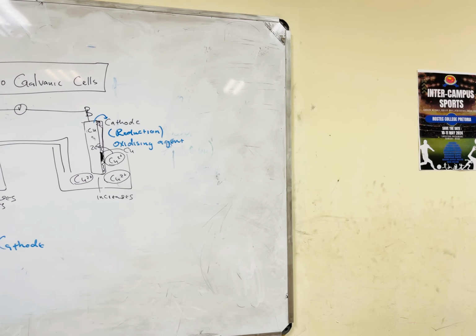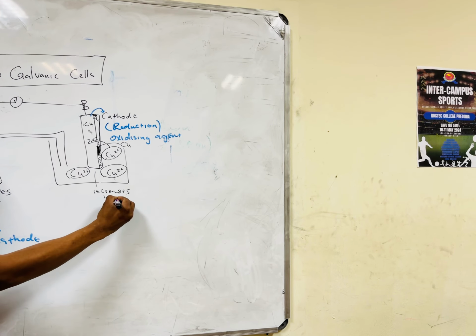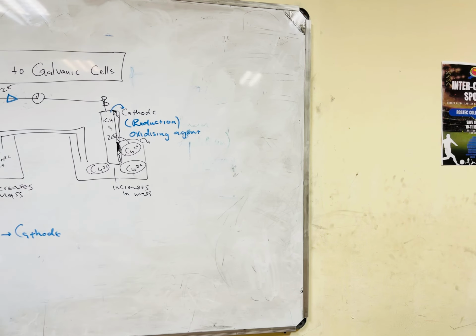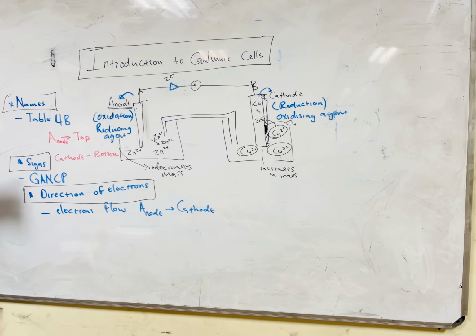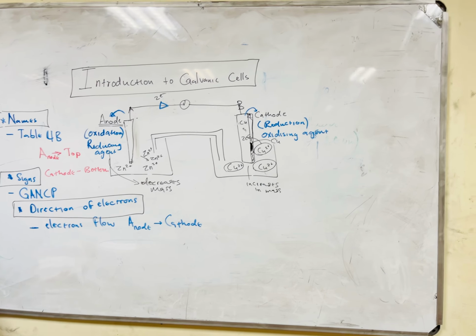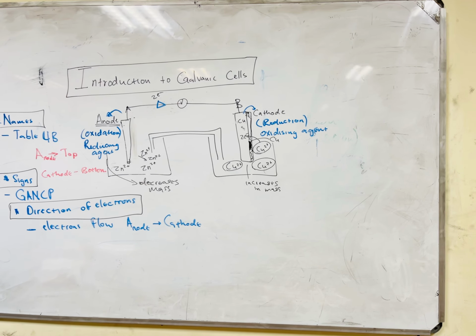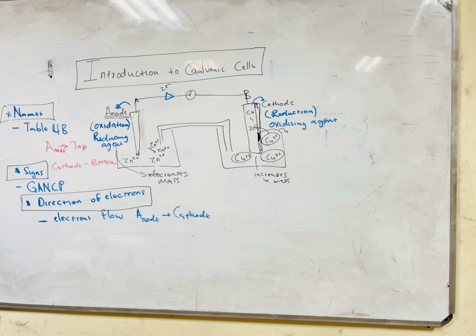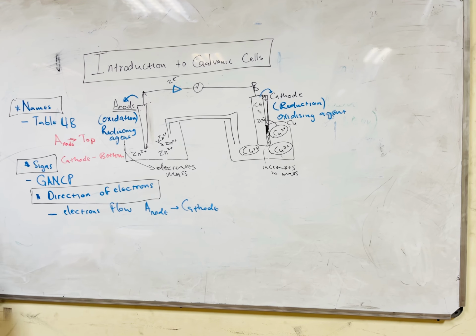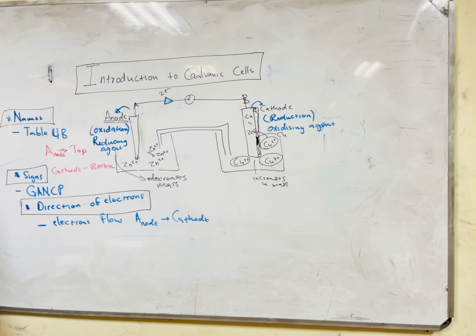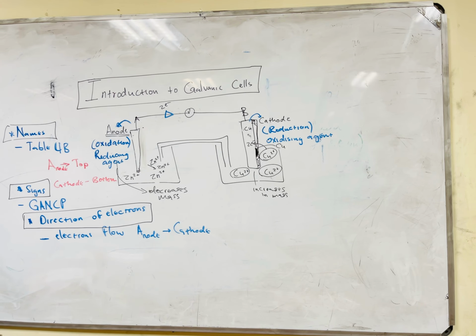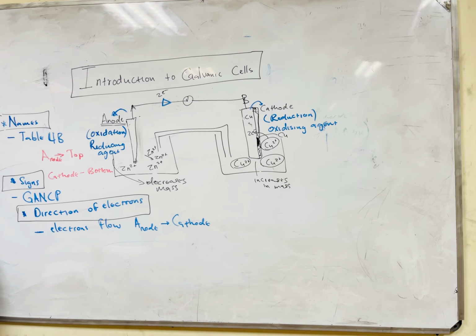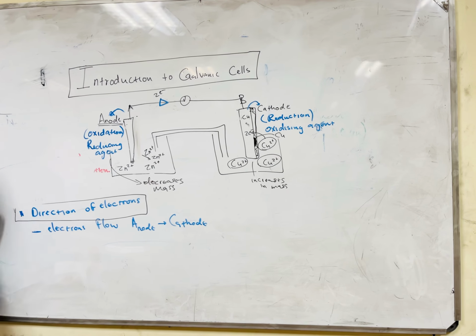Okay, so these are the exam type questions. They can ask you to tell which one of these will be increasing in mass and which one will be decreasing in mass. We know that the anode is always decreasing in mass and the cathode will always increase in mass. We move on to the next part. So we are done with this one.